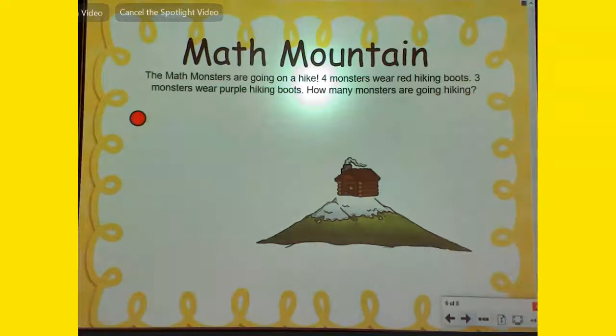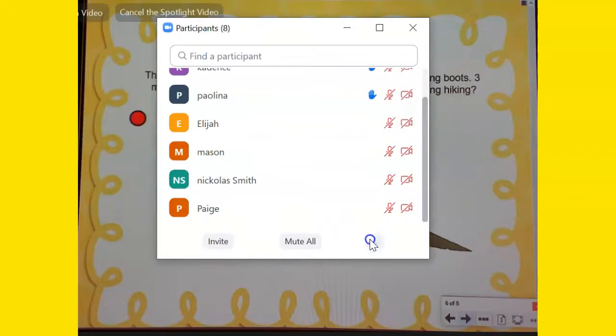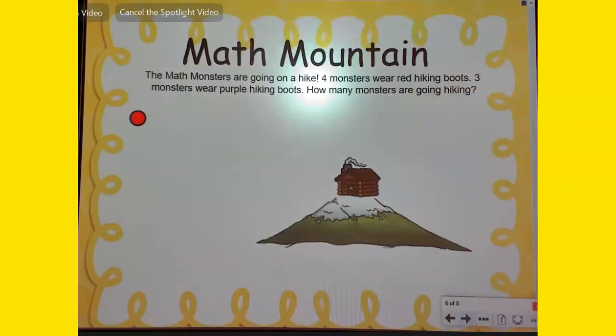We have Math Mountain today, so I'm going to put all hands back down, and then I'm going to call on a couple of students to help me solve this. Okay, so our problem today says the math monsters are going on a hike. 4 monsters wear red hiking boots. 3 monsters wear purple hiking boots. How many monsters are going hiking?